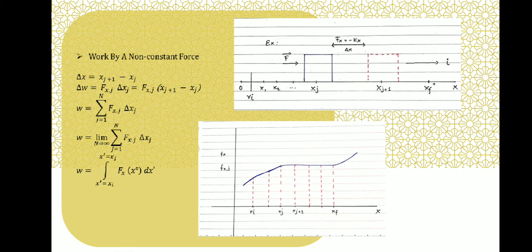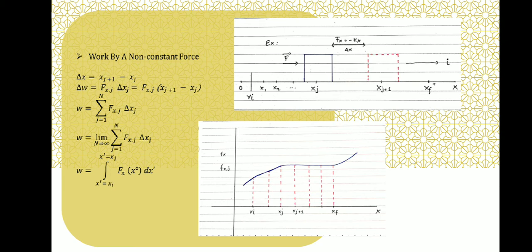Video 2. Work by a non-constant force. In this case the force F is a function of x, so the component Fx is a function of x towards i hat. The simplest example of this force is the spring force. Now we apply this force to the object. This is our positive x coordinate system.